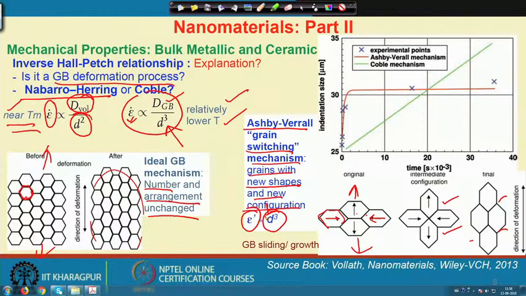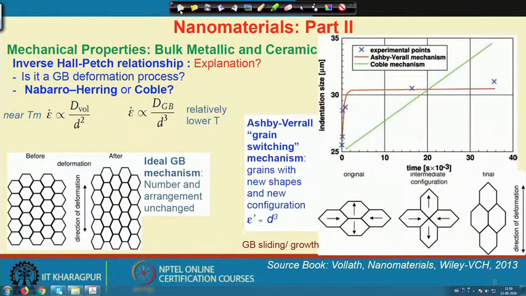Now, what about the real experimental result? The real experimental result shows the time of deformation with the indentation size. This is a typical Coble mechanism and this is the Ashby-Verrall mechanism, whereas the experimental points are lying here. So, the mechanism in nanocrystalline material cannot really be explained with a creep type of behavior, rather it will mostly follow an Ashby-Verrall type of mechanism, where both grain shape and new configuration are involved, along with some growth of the grain and grain boundary sliding.